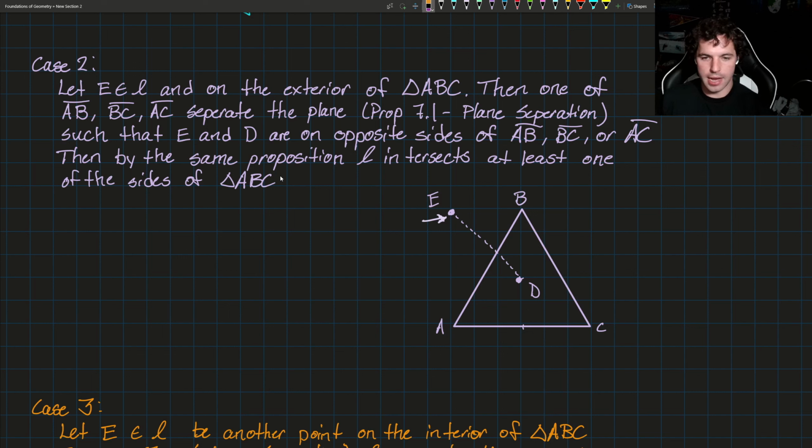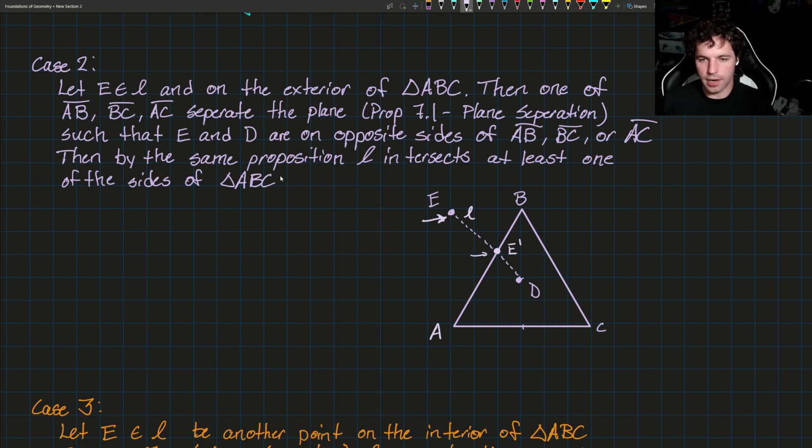And AB, right, this segment AB is going to separate the plane into two subsets. E and D are on opposite sides of that line. And by Prop 7.1, that means that ED, or line L, must intersect AB at at least one point. And this point would be E prime.